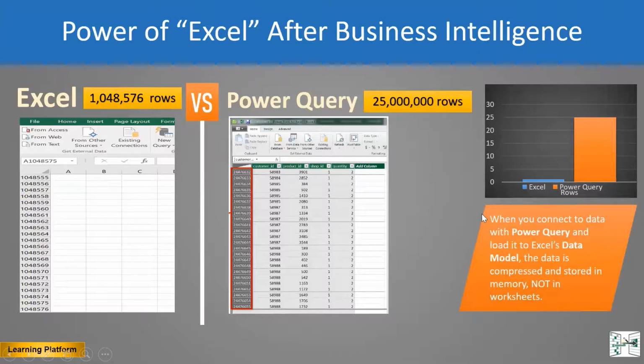What happens is, in Excel, data is saved into the worksheet, whereas in Power Query, data is not saved into the worksheet. You cannot see the data when you open the Excel sheet. Data is compressed and stored in memory, in the backend, not in the worksheet. This is the reason you can handle a big volume of data here, and your performance will not be affected.